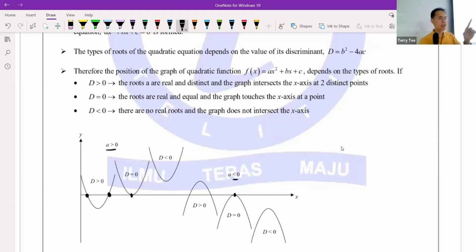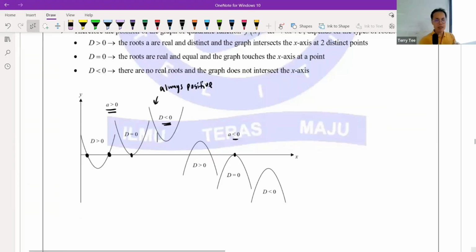So there's a term for this. They say this graph is always positive. Always positive happens when your a is more than 0 and your b squared minus 4ac is less than 0. Then at the same time, you also have a case of always negative. The graph is always negative if your a is less than 0 and your b squared minus 4ac is less than 0.